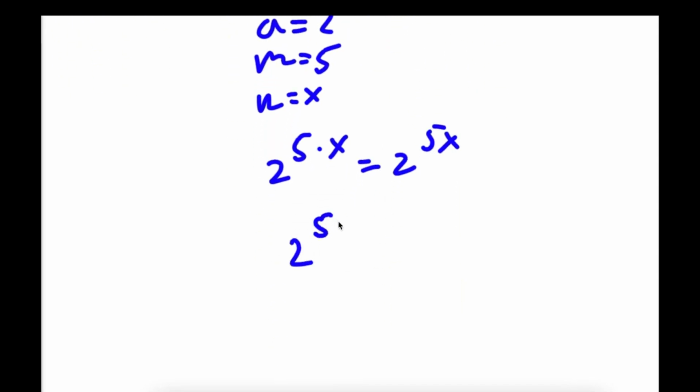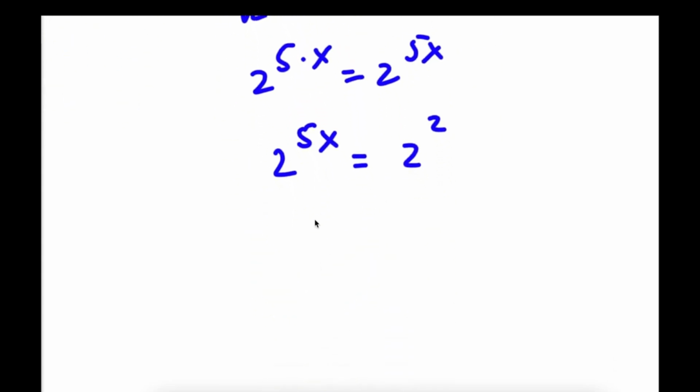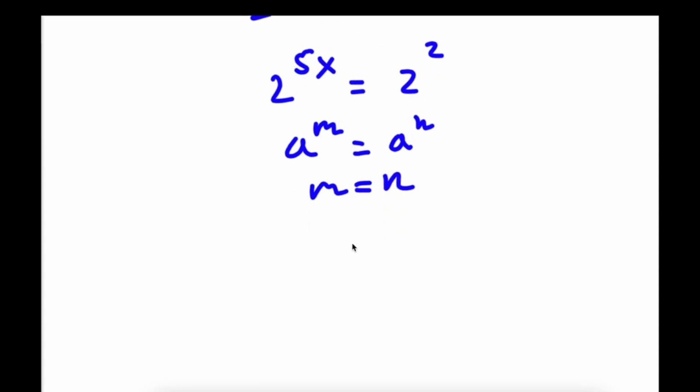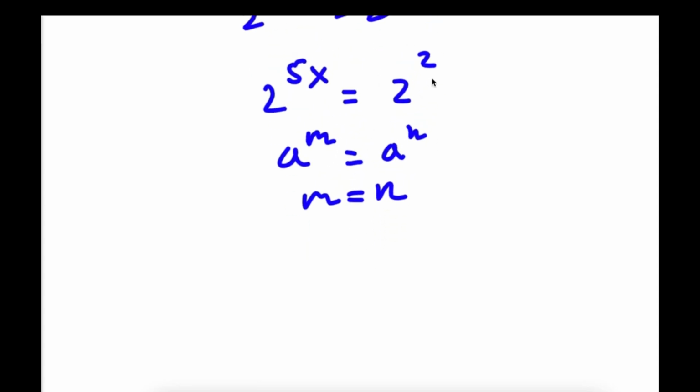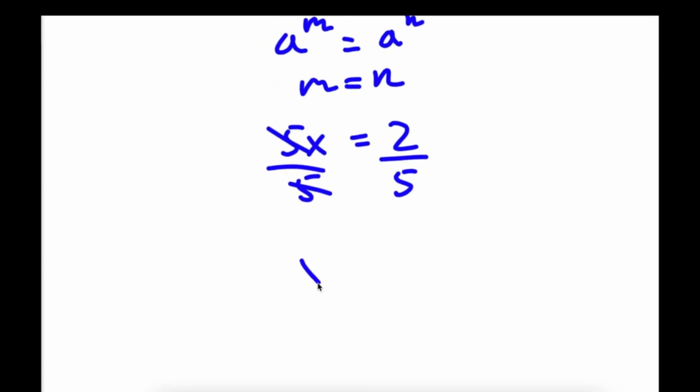So now I have 2 to the power of 5x is equal to 2 squared. And if I have something in the form a to the power of m is equal to a to the power of n, then this means that m is equal to n. So for 2 to the power of 5x is 2 squared, these two exponents would be equal to each other. So I have 5x is equal to 2. Now we want to isolate x, so I'll divide both sides by 5. These two cancel out, and I get x is equal to 2 over 5.